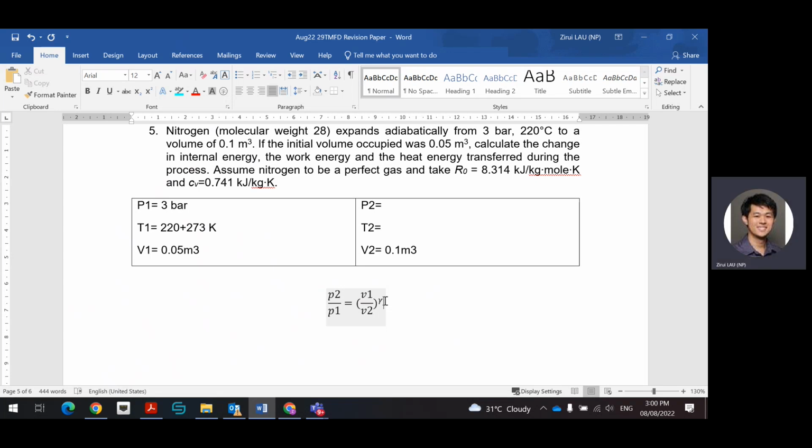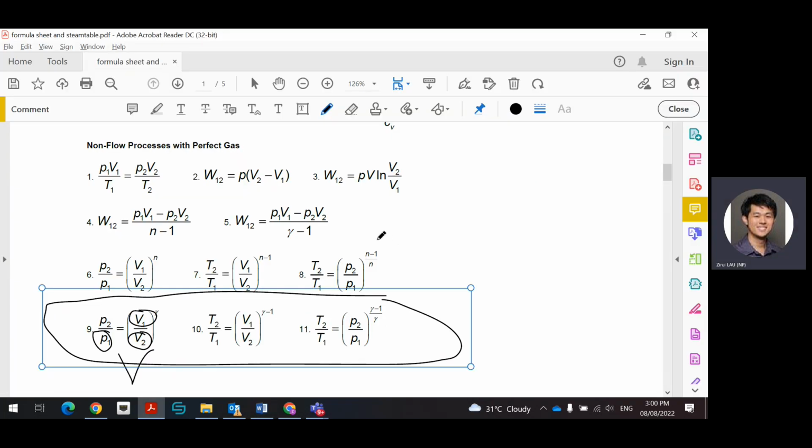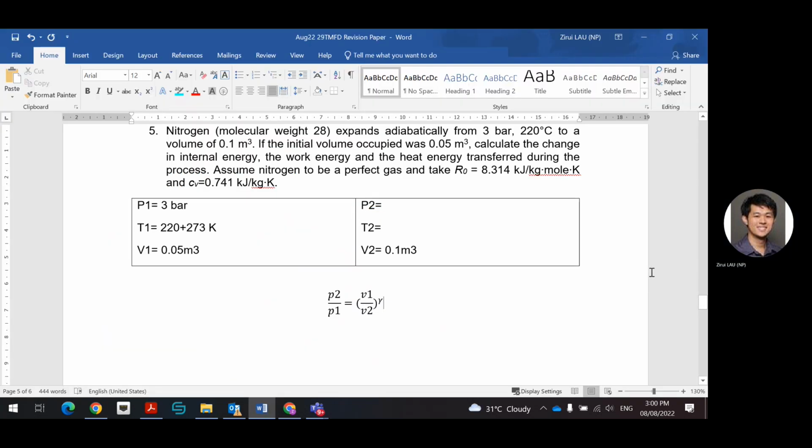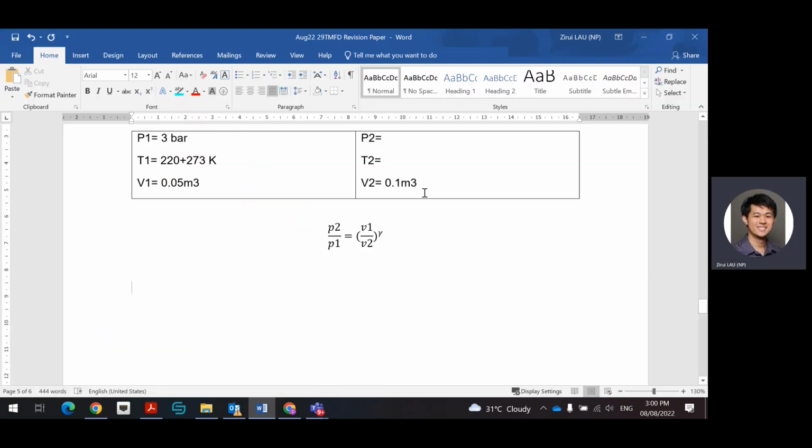We can make use of a few equations, right? So if you look at our equations here, I have CV, I have R. If I have CV and I have R, I can find out my CP. And if I have my CP, then I can apply gamma is equal to CP over CV. So that is the strategy that I'm going to use. I'm going to find out my CP first. All right. So I have to put that on hold first.